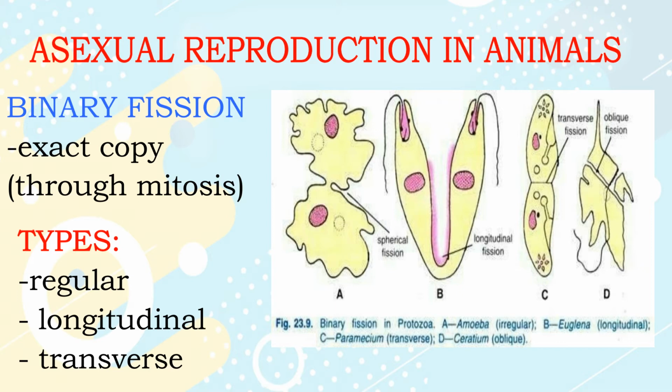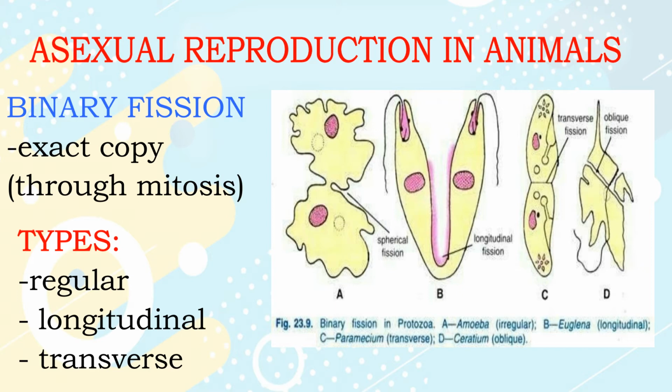There are 3 types of binary fission. So we have the regular, longitudinal, and the transverse. An example of organisms that undergo binary fission are paramecium. A very common example are the bacteria. So we have here examples of organisms that undergo binary fission.